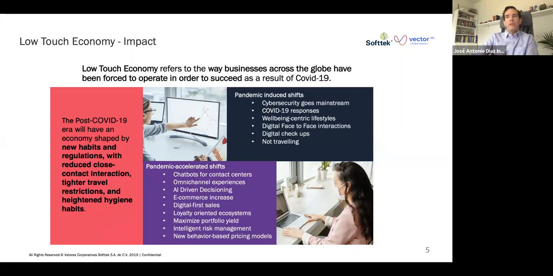So the economy has changed, right? And there's new habits, new regulations. There's things that we used to do that we cannot do anymore. And there's a lot of things that have been changing. This is some research that we did, and there's a lot of shifts. There's things that are pandemic induced and things that are pandemic accelerated. And today we're going to talk a little bit about those and how they help you. Pandemic induced, and I'll go into those, are things that were not there before. And now because of COVID and the pandemic are there, and they may become more.